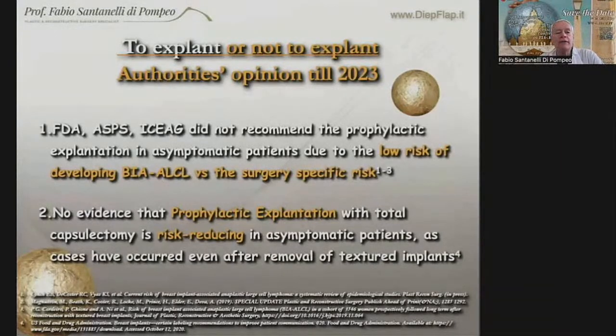Further, the authorities claimed that there is no evidence that a prophylactic explantation, with total capsulectomy or without, is a risk-reducing procedure for asymptomatic patients. Then, there are some cases described that were affected by BIA-ALCL even after removal of the implant, but of course, we don't know if when the implant was removed, a total intact capsulectomy was performed correctly or not.